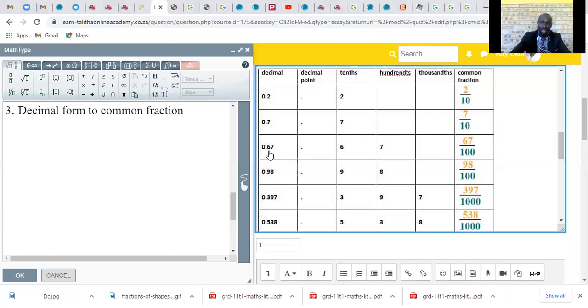Now, in 0.67, 6 is called a tenth. That means 6 must be divided by 10. But because we have another number also, 7, 7 is under 100, meaning 6 and 7 all together can now be divided by 100. Then now for 0.98, we have two numbers after the decimal point. And so that means this 98 must now be divided by 100.